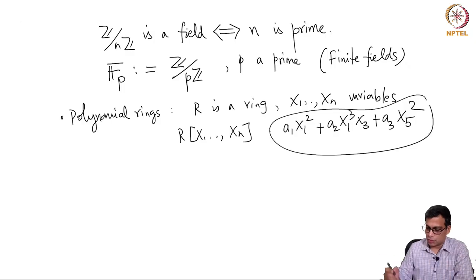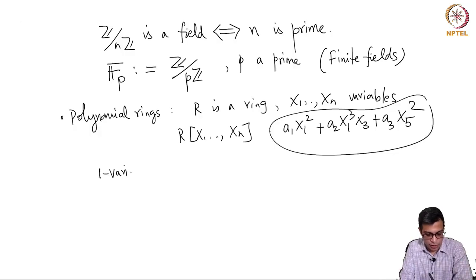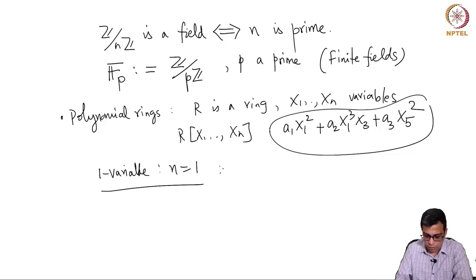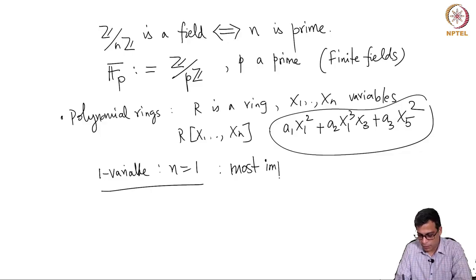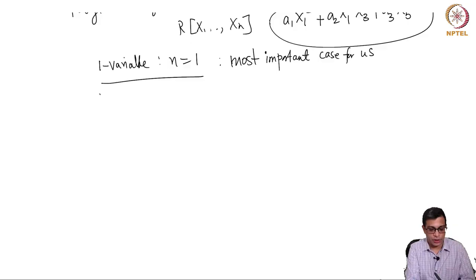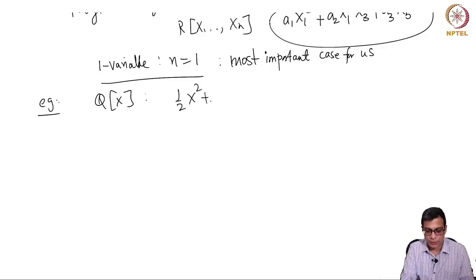Often we will be interested in polynomial rings in one variable, which means n equal to 1. This is often the most important case for us in this course, but we can also look at other examples, two variables and so on. In this course, the most important example is n equal to 1. So we look at, for example, polynomial rings in one variable over the rational numbers. Here it will be things like this.